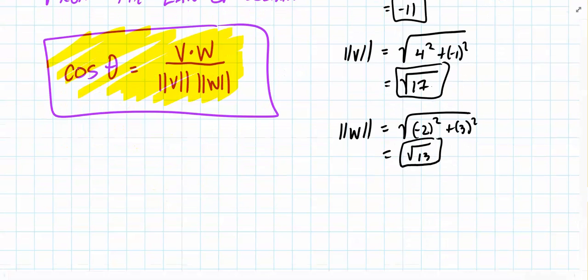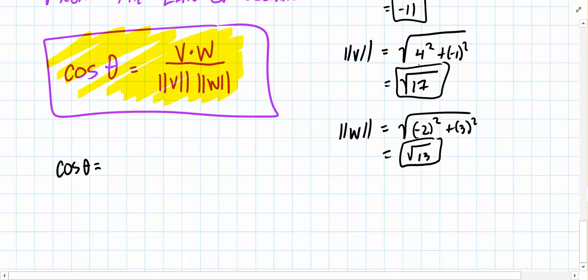So I'm going to move this up and plug it in. So the cosine of theta has to be the dot product, which was negative 11, divided by root 17 times root 13. Well, we can simplify this expression. So cosine theta is equal to negative 11 over square root of 221, I believe, if that's right. 17 times 13.